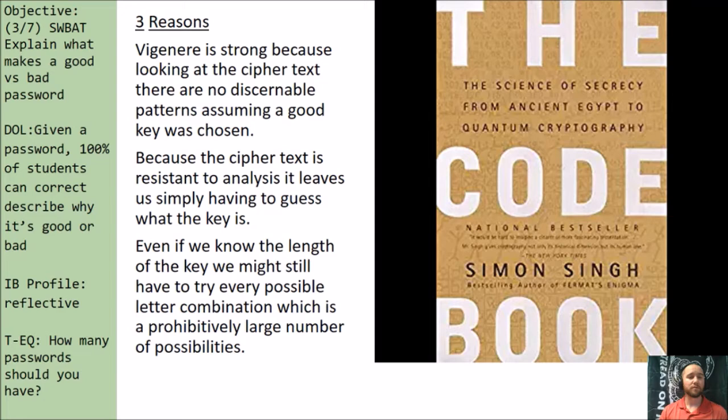So here's 3 reasons why the Vigenère cipher is strong. Because looking at the ciphertext, there are no discernible patterns. So assuming a good key was chosen, you shouldn't be able to detect any patterns like that. Because the ciphertext is resistant to analysis, it leaves us simply having to guess what the key is. So that's the second reason, just simply guessing is involved.